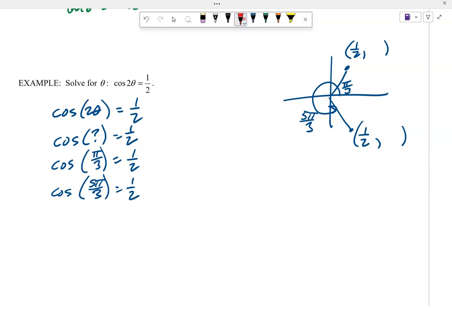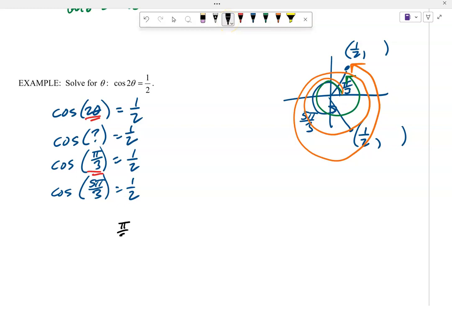But notice we have 2 theta. So what we do is we say, and let's start with pi thirds for a minute. It could be pi thirds. It could also be pi thirds plus 2 pi. It could also be pi thirds plus 2 pi plus 2 pi, and so on. So the general form would be pi thirds plus any 2 pi k, where k again is an integer.